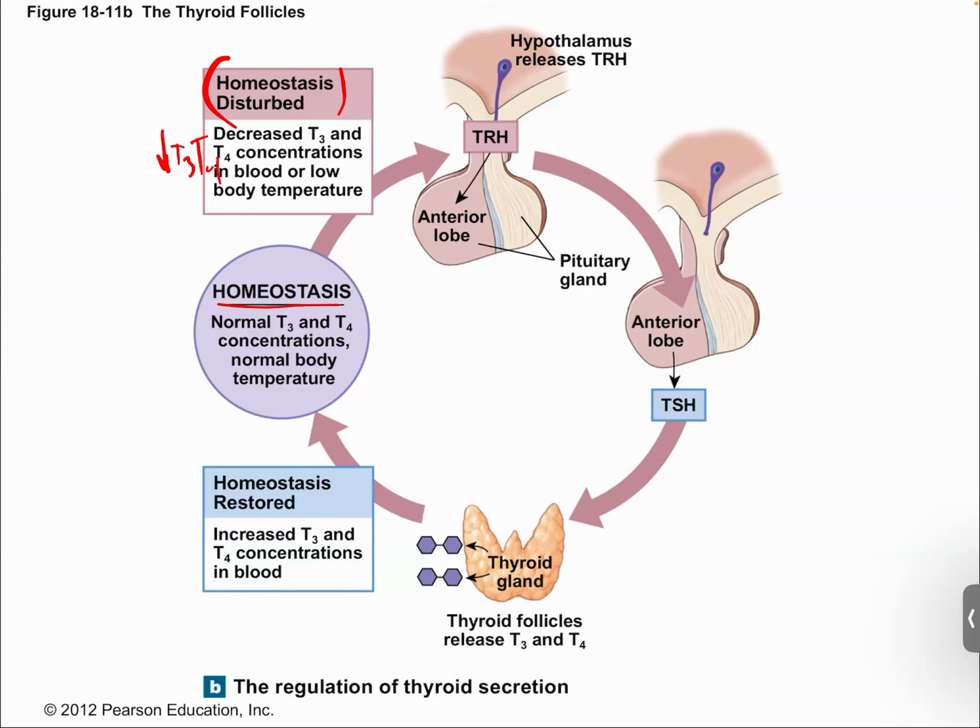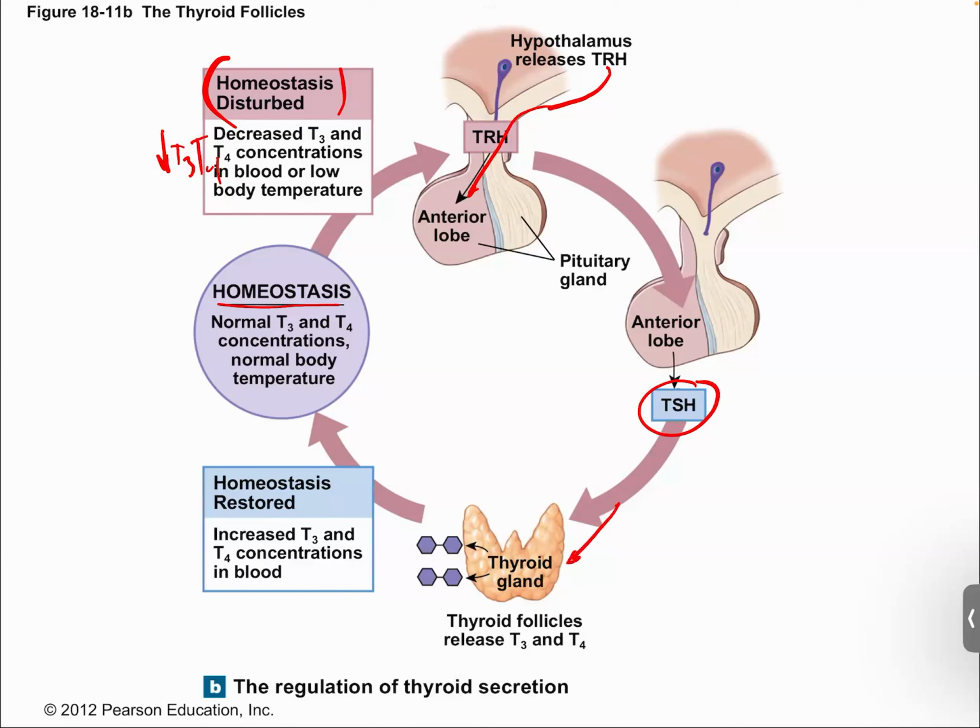The decrease in T3 and T4 is going to be sensed and communicated to the hypothalamus. And the hypothalamus is going to be like, oh, wait, we are dangerously low on T3 and T4. So that's going to stimulate the hypothalamus to make the thyroid releasing hormone, which it will release. It will communicate to those pituitary cells to make and release TSH. They will dump that into the bloodstream, and that'll go throughout the body.